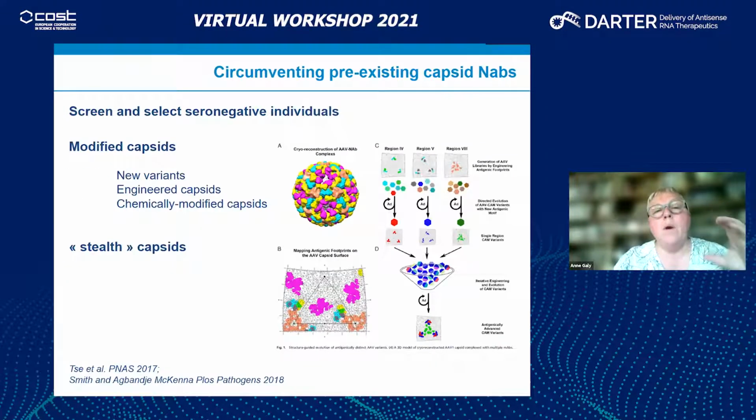So what solutions do we have? First of all, the first one is just to screen and to eliminate seropositive individuals. So you just have to eliminate a certain population of patients that you could treat.